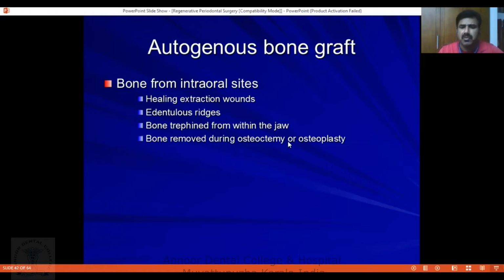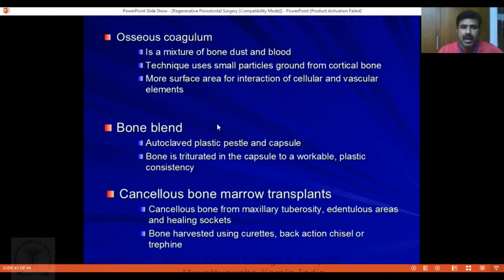Then the bone that is removed during osteectomy or osteoplasty. Maxillary tuberosity is a good area from which you can get intraoral bone. So these are the different areas from which you can get bone. And this intraoral bone itself can be subjected to a little bit of manipulation so that you can place it in the defect easily. You can increase the property of the bone graft.